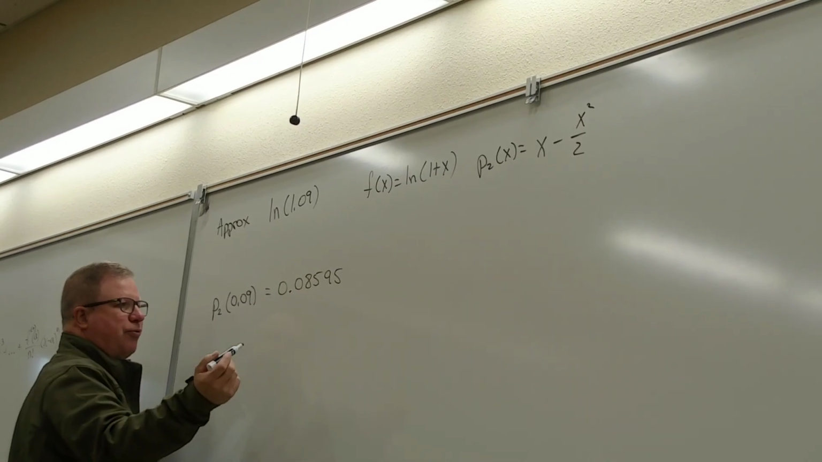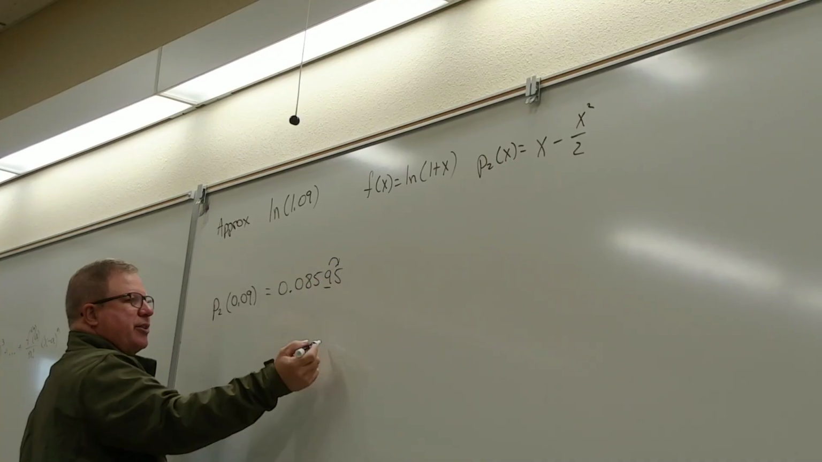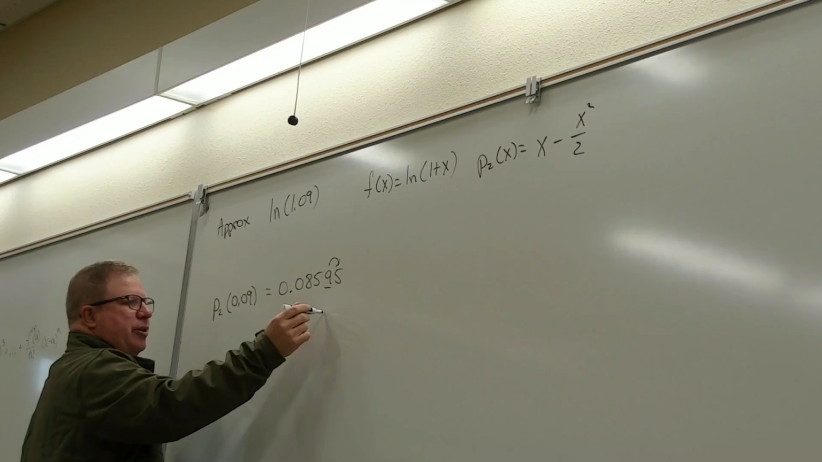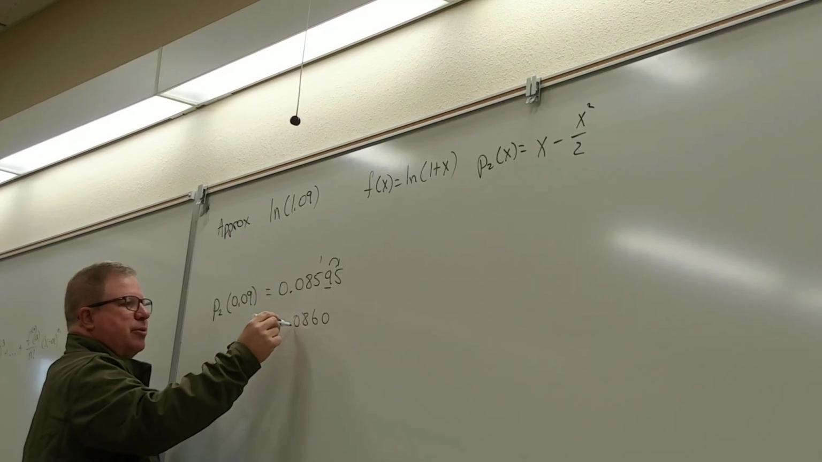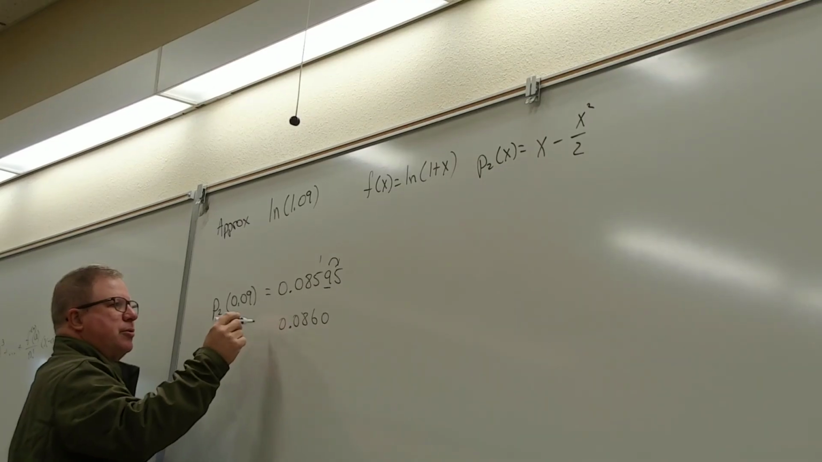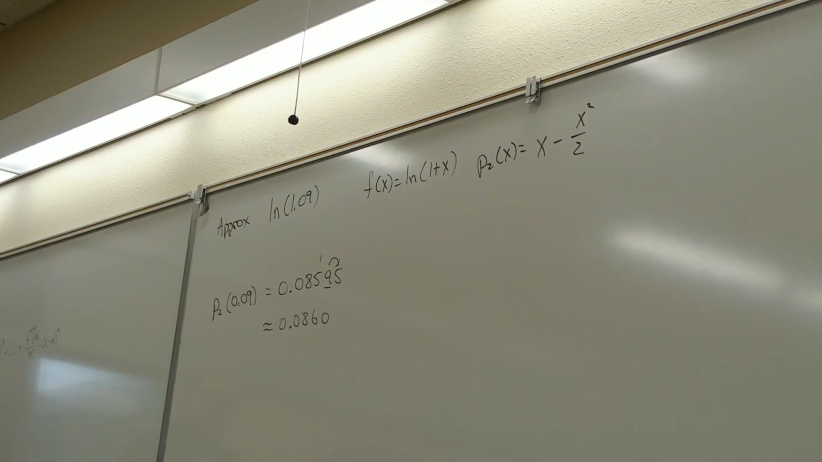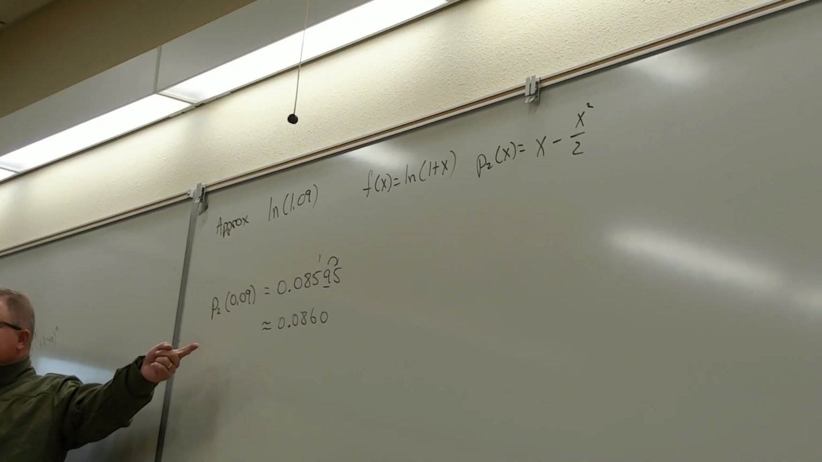And so it says here 4 decimal places, so we're going to round the 9. We look at the next digit, 5, that bumps it up to a 10. And so you got to carry your 1, 0.0860. All right. So there's your second degree polynomial approximation.